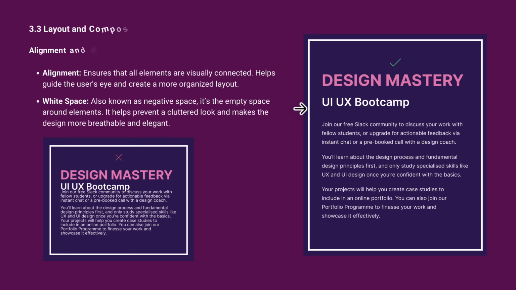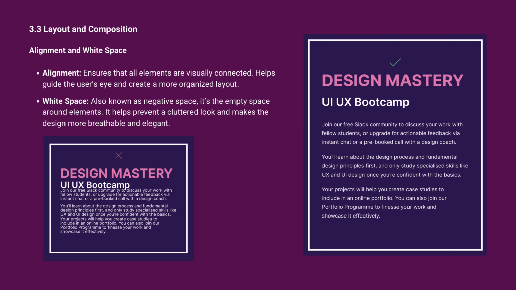Still on layout and composition, we're going to look at alignment and white spacing. Alignment ensures that all elements are visually connected and helps guide the user's eye and create a more organized layout. White space, also known as negative space, is the empty space around elements. It helps prevent a cluttered look and makes the design more breathable and elegant.